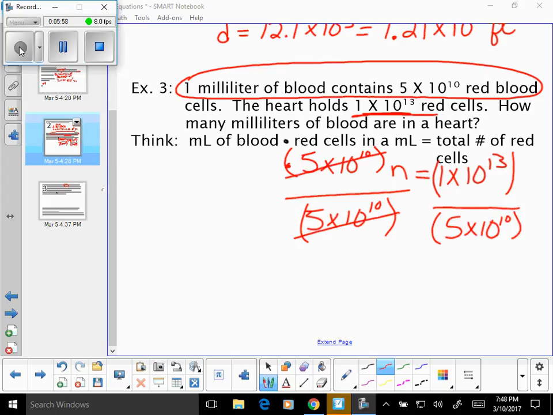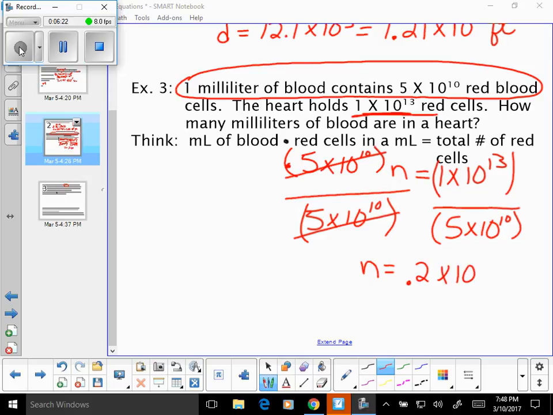This actually cancels with this, so I now have N. Now, remember we did this in one of our lessons. We can divide the like factors. 1 and 5 are like factors because they're whole numbers. 1 divided by 5 as a decimal is 0.2.